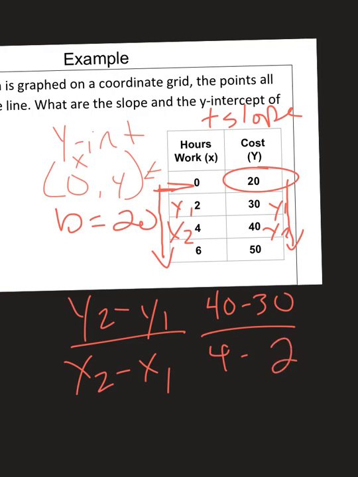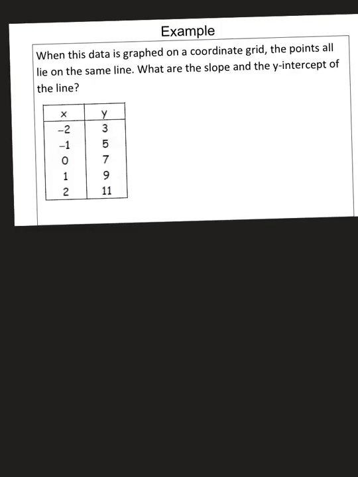Again, because we don't have our graphing calculators, go ahead and do the top first. 40 minus 30 is 10. 4 minus 2 is 2. If this simplifies, we're going to get a slope, or an m, of 5. Positive 5 because we have a positive slope because all our numbers are increasing.